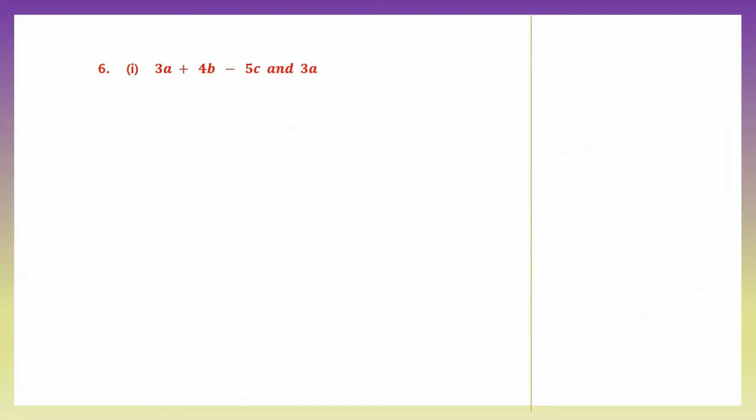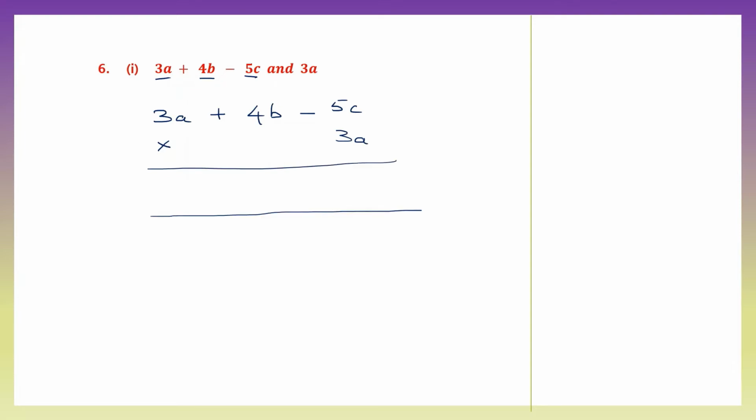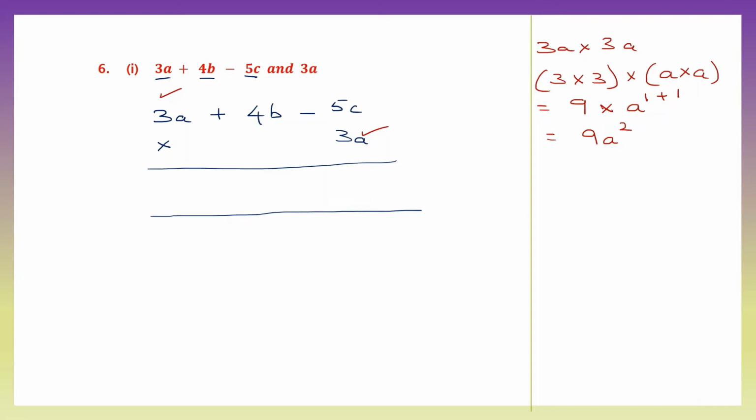Question 6. Here we have a trinomial, 3 terms, 1, 2, 3. We have 3 terms, we're multiplying it by a monomial. So let's start. 3a plus 4b minus 5c into all this into 3a. Okay, so let's do it. So first we multiply 3a into 3a. So we take only the numbers 3 into 3. Now we'll take the letters a into a. So 3 3s are 9 into a to the power of 1 plus 1, which becomes 9a to the power of 2 or 9a square. So that is 9a square. So we finished with this.